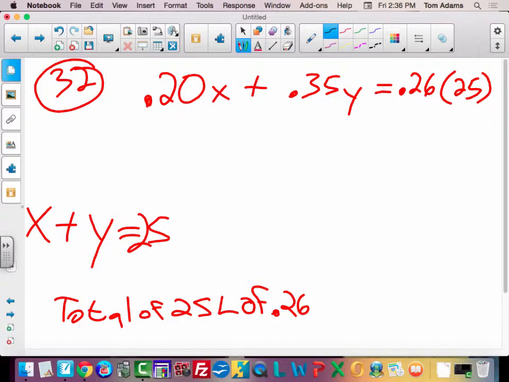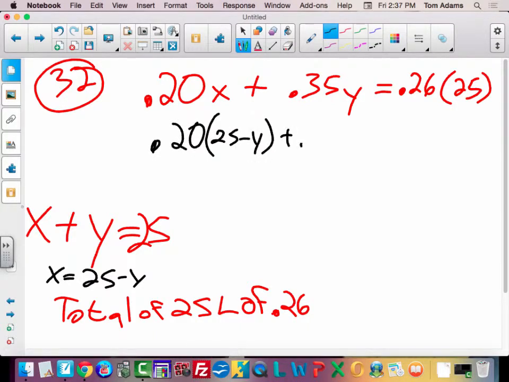So now, what do you guys think we need to do next? You need to plug 0.26 times 25. No, you need to plug the x plus y equals 25 into either x or y. Yeah, so I could say x is equal to 25 minus y. So then I plug it in: 0.20 times 25 minus y plus 0.35y is equal to what's 0.26? 6.5. All right, so far so good.